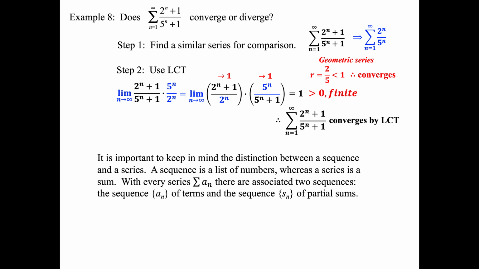Okay. Again, it is important to keep in mind the distinction between a sequence and a series. A sequence is a list of numbers, whereas a series is the sum. With every series, so whenever you see the summation, say series, there are two associated sequences: the sequence a sub n of the terms and the sequence s sub n of the partial sums. So keep that in mind.